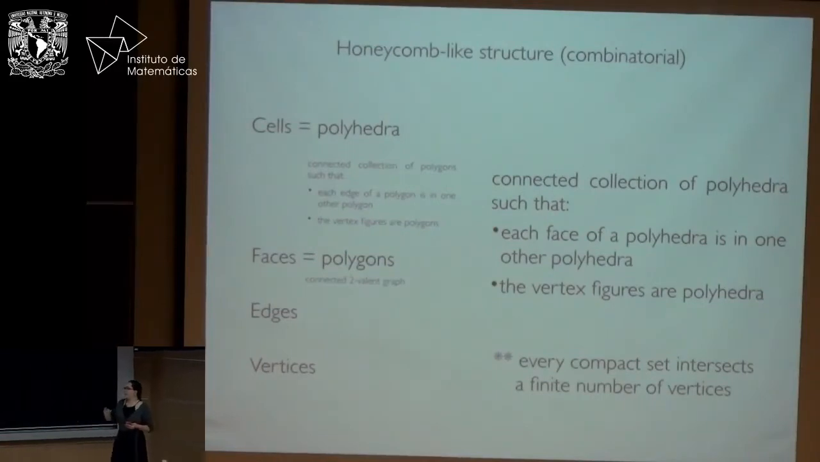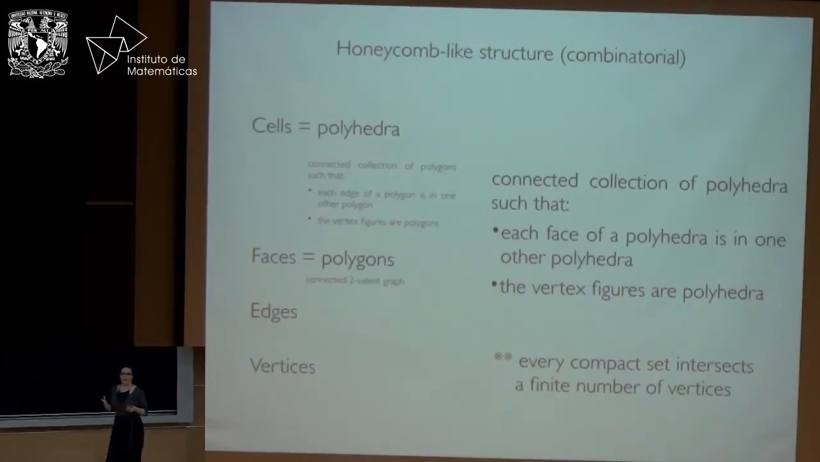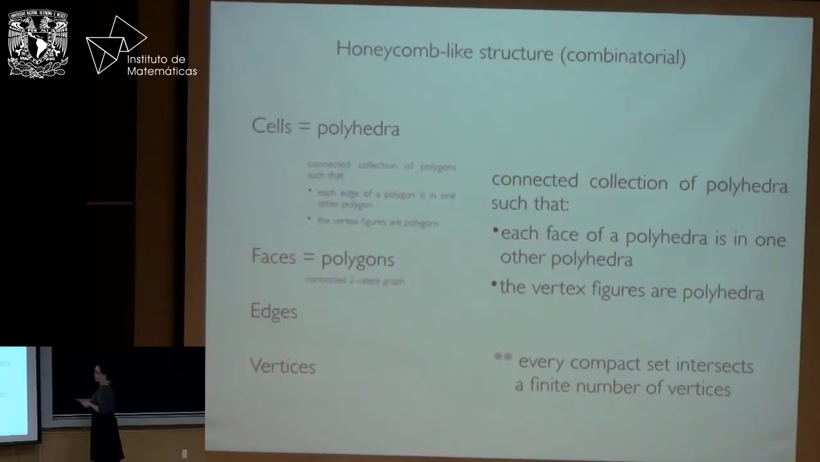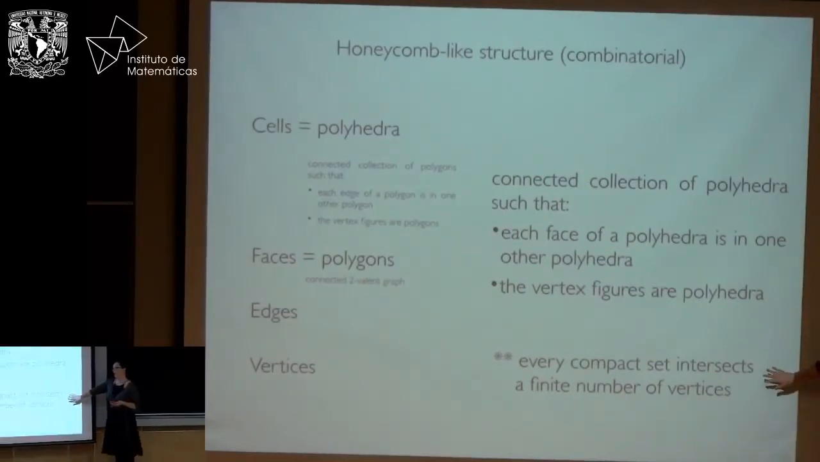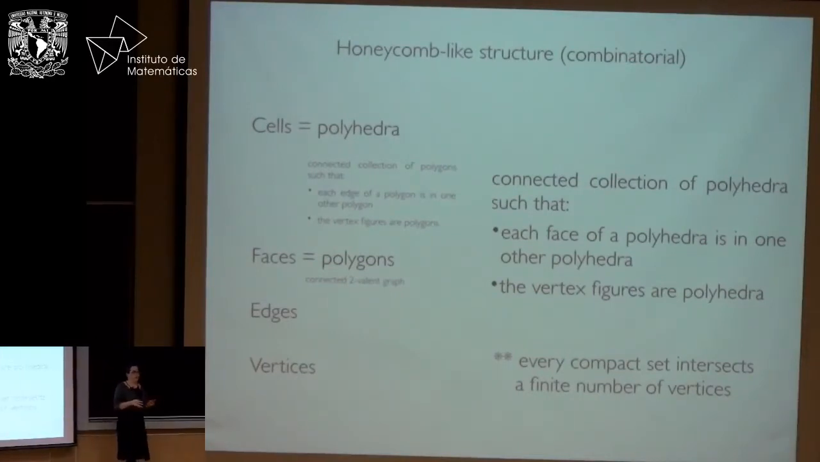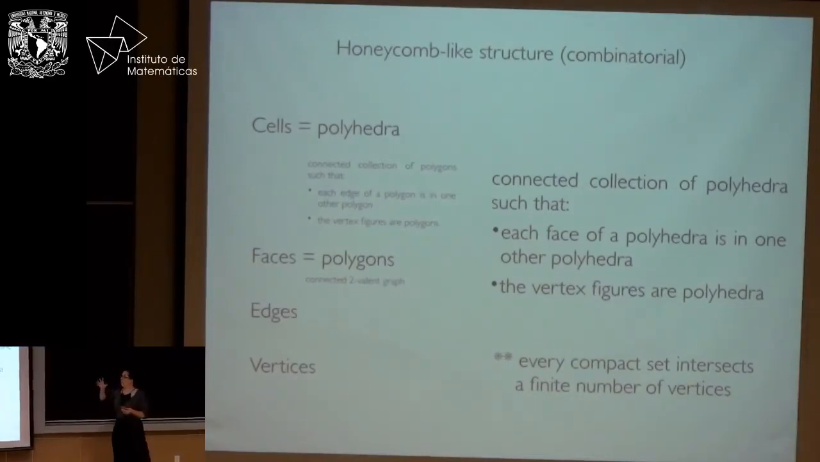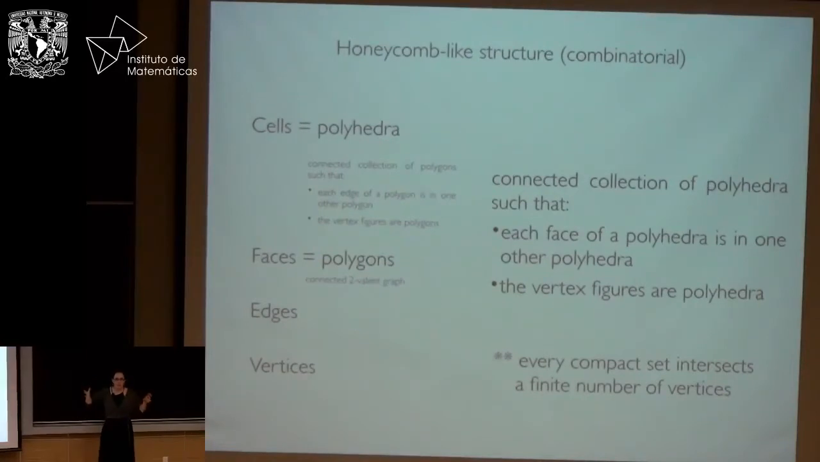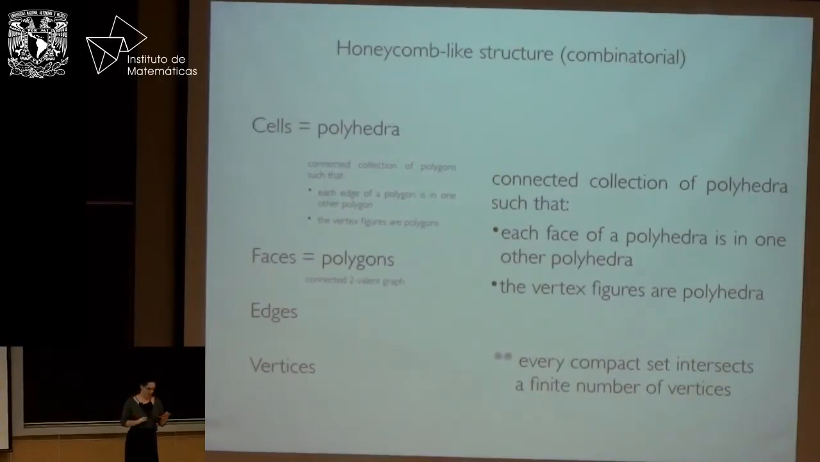I have this definition that is completely combinatorial, but often I'm going to think of these things in geometric spaces. And whenever I'm thinking of these things in a space, I'm going to ask that a compact set intersects only finitely many vertices. So if I'm actually having a honeycomb-like structure in the space, I don't want vertices to accumulate anywhere. I want things to be discrete, nicely discrete.